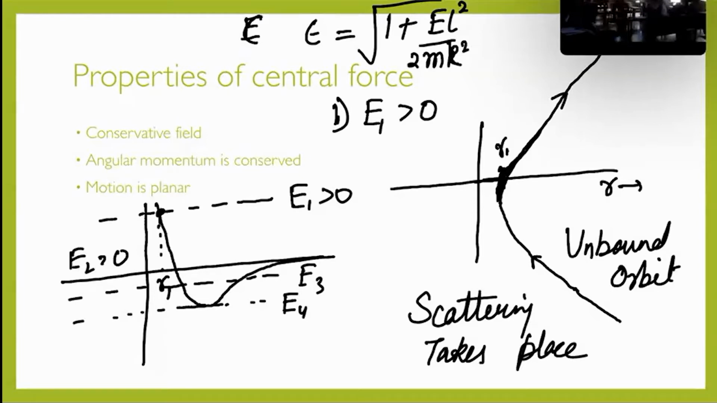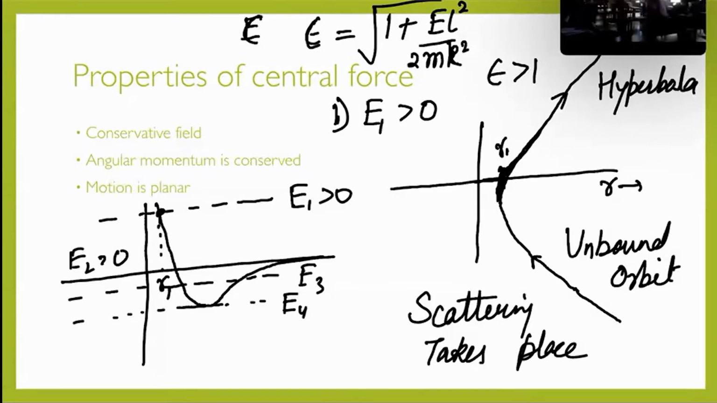As you can see, for the first part, when E1 is greater than 0, how will you find out the trajectory? From this value, you plug in the values, it will be positive. So your eccentricity will be greater than 1. Correct? Which automatically gives you what? When your eccentricity is greater than 1, it gives you a hyperbola. Yes, this is your hyperbola.